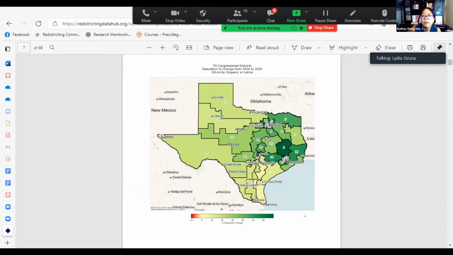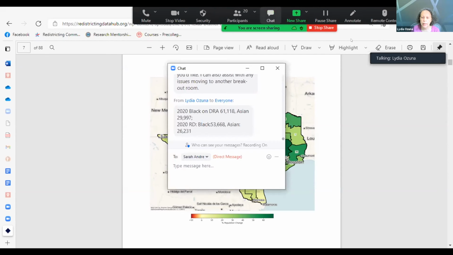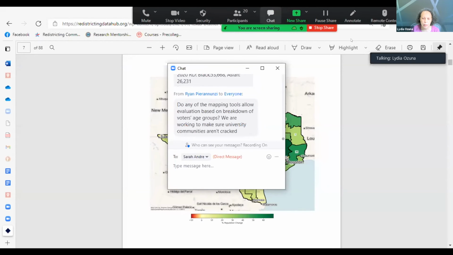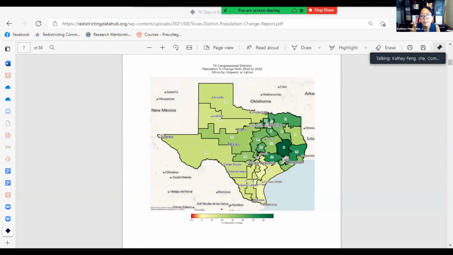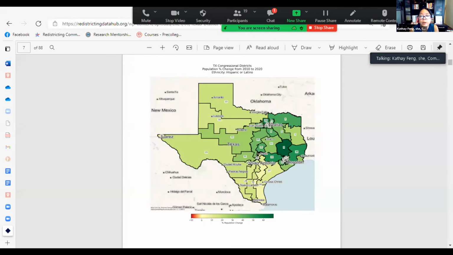I put in the chat box an example of one of the discrepancies that we found between DRA and the redistricting data from the census. This is what we're trying to figure out. Okay. Why don't we do this? I think we could try to pop some of those numbers into a chat with the DRA folks and just ask them. So maybe while we're doing that, Sarah, if you have the ability to pop into breakout room #1 and just ask them, that would be super helpful.